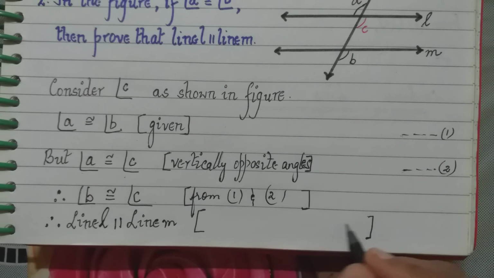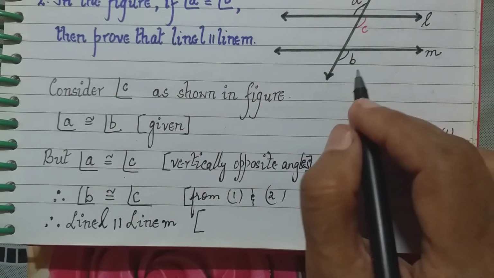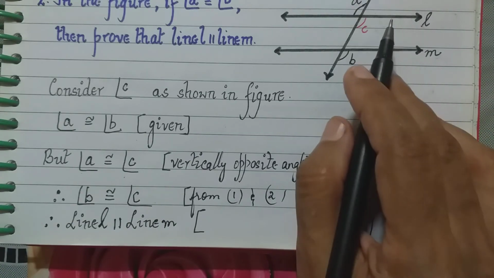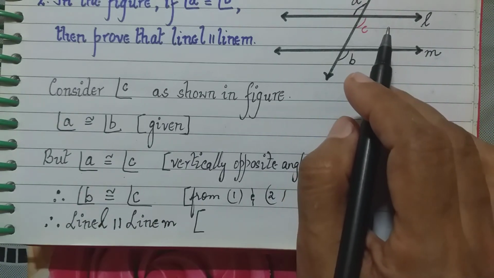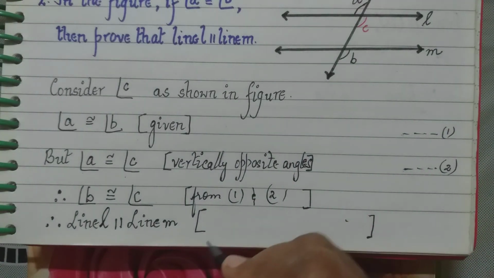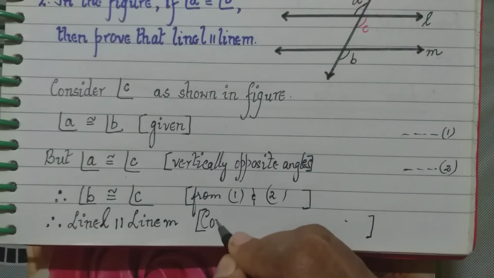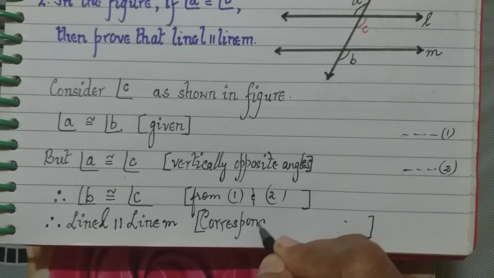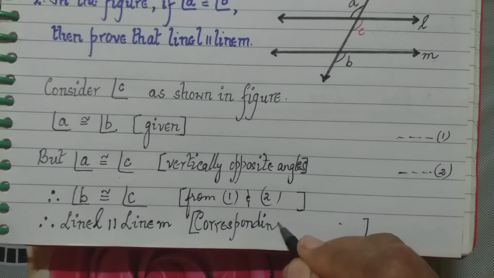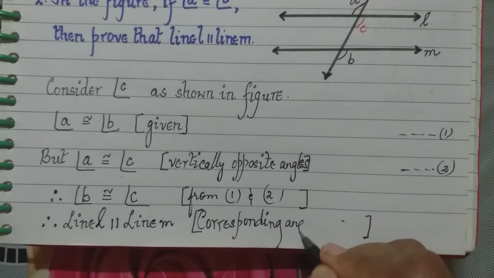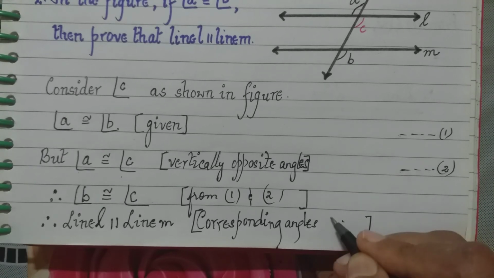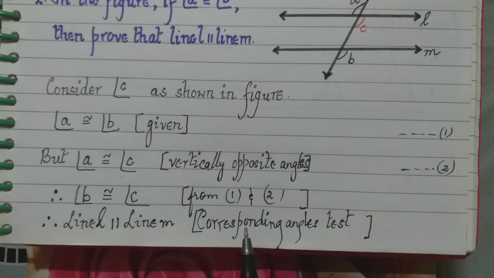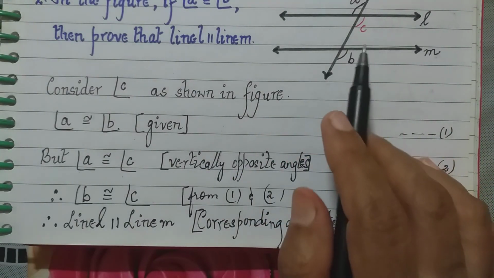But how is it possible? That is because a pair of corresponding angles are congruent. And which test tells us this? Because it is corresponding angles which are congruent to each other. Therefore, the test used here is the corresponding angles test. So we use the corresponding angles test and say that these two lines are parallel.